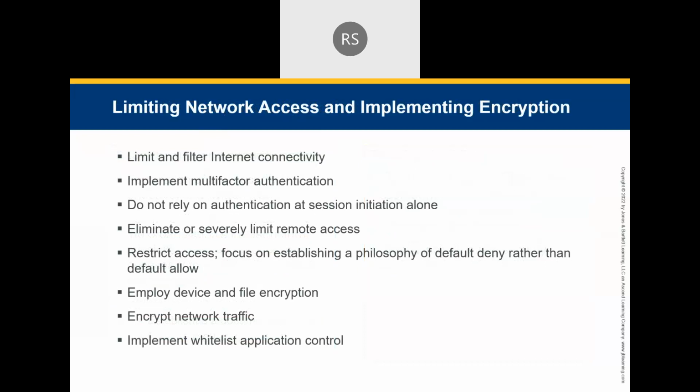So, limiting network access and implementing encryption, you want to limit and filter internet connectivity. So, restrict access to the internet by implementing these filtering measures to block unauthorized or potentially harmful websites and services. You strengthen authentication mechanisms by requiring multiple forms of validation, verification, such as passwords, biometrics, smart cards, and tokens. And you do this to enhance security with multi-factor authentication.